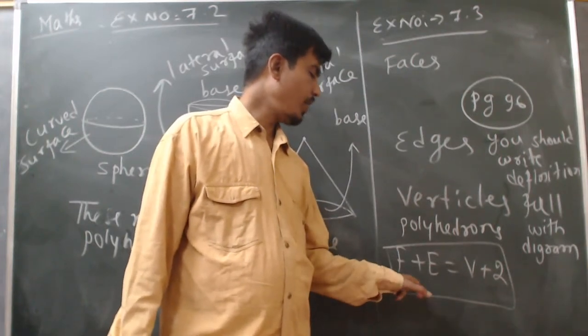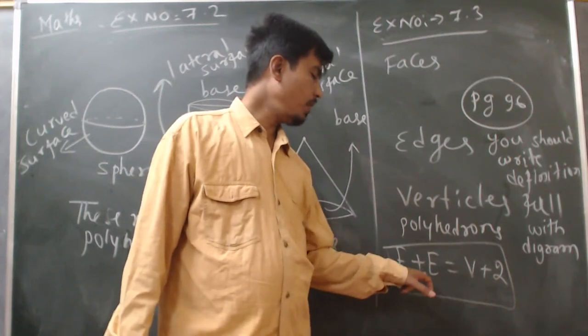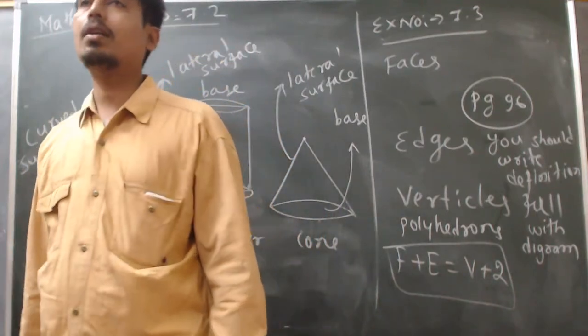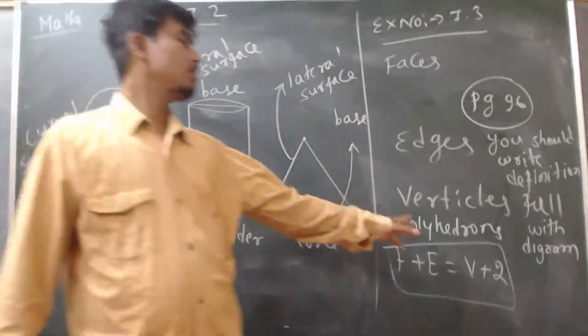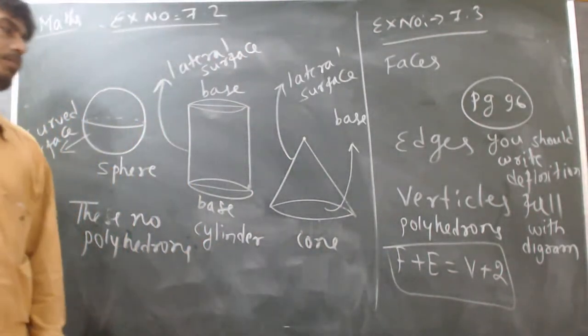And after this, we have some new formula. What is that Euler formula? Faces plus edges equal to vertices plus 2. If LHS equals RHS, it obeys that it is a polyhedron. In this, it will not obey that it is a polyhedron.